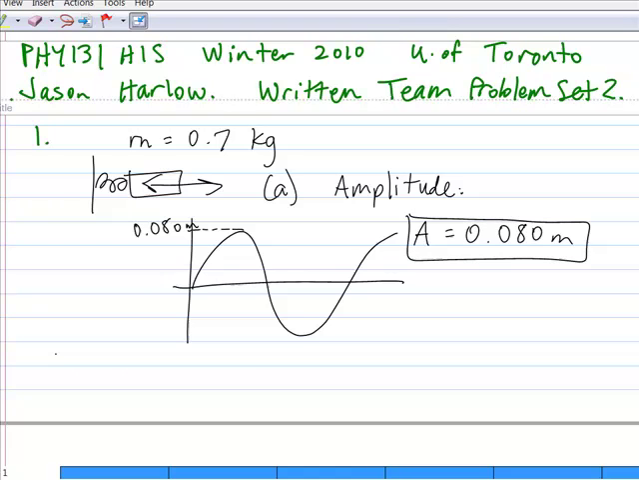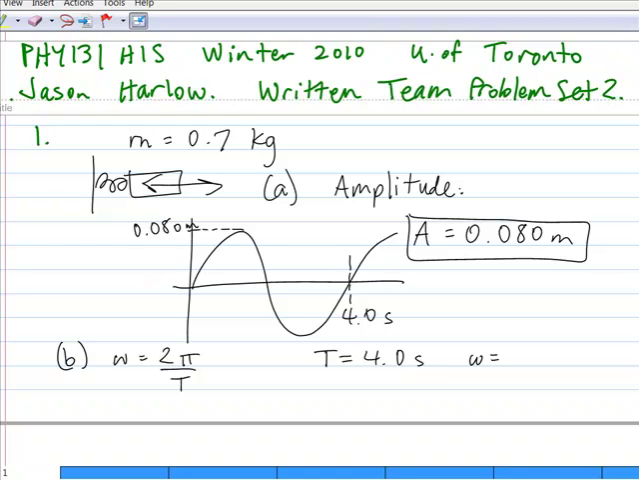We're asked for B, the angular frequency, omega, which is equal to 2 pi over the period. So we have to figure out the period, and we know that right here is 4.0 seconds. So that's where the motion repeats. So I would say that period equals 4.0 seconds.